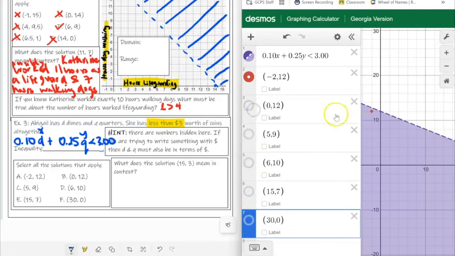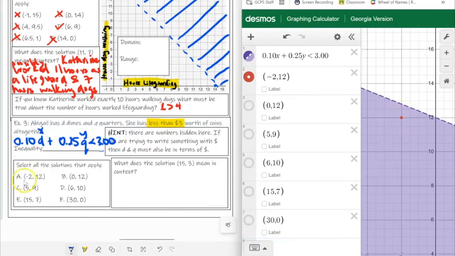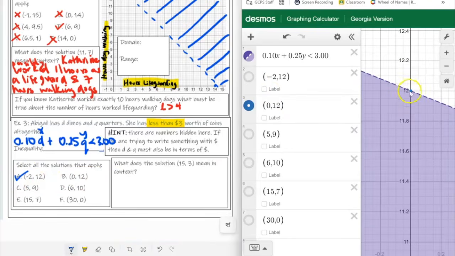All right, so there's my first one. That's clearly, and you zoom in to make sure. It's clearly in my solution, so select all that apply, A applies. All right, B, so unclick that, go to that. There it is, zoom in to make sure. Yeah, it's right on the dotted line, so does that apply? No, it does not. 5, 9, so click 5, 9.